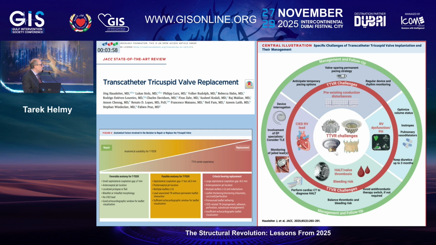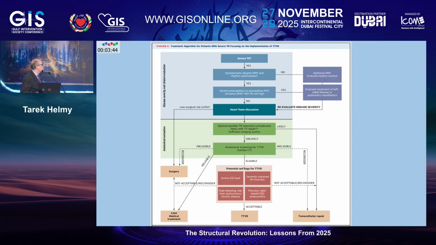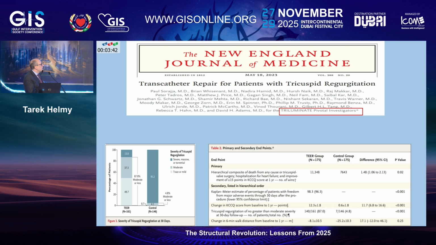Transcatheter tricuspid valve. This is a great paper, actually, looking at the review: the TTVR challenges, the pacemaker leads, conduction abnormalities, thrombosis, and RV dysfunction are all challenges when you're looking at tricuspid valves. The TRILUMINATE was a tricuspid TEER, and as you can see here, reduction in the severity of tricuspid regurgitation and primary endpoint in favor of the TEER group as compared to the control group, with statistically significant p-values in all these primary and secondary endpoints.